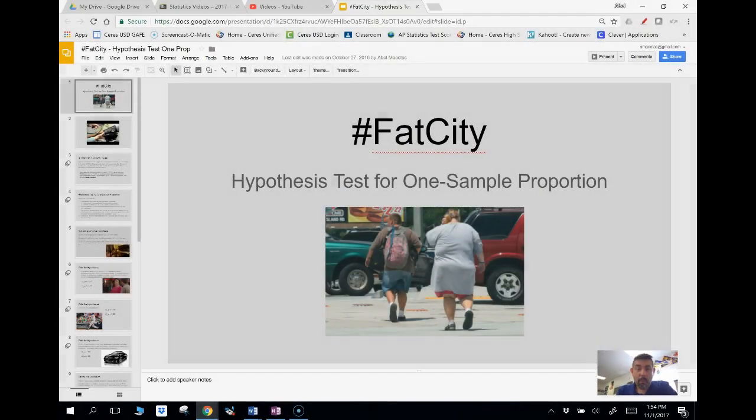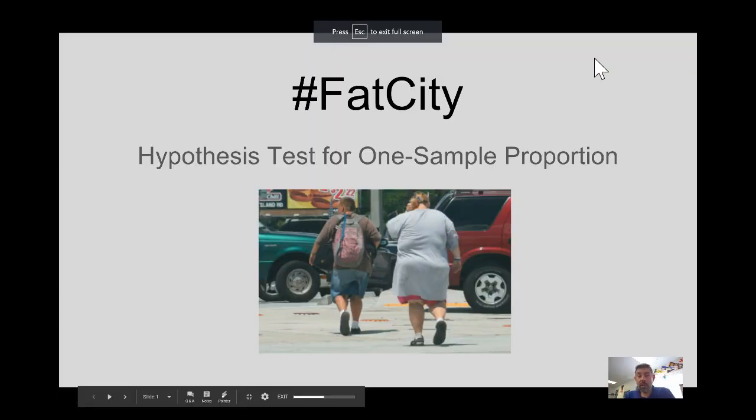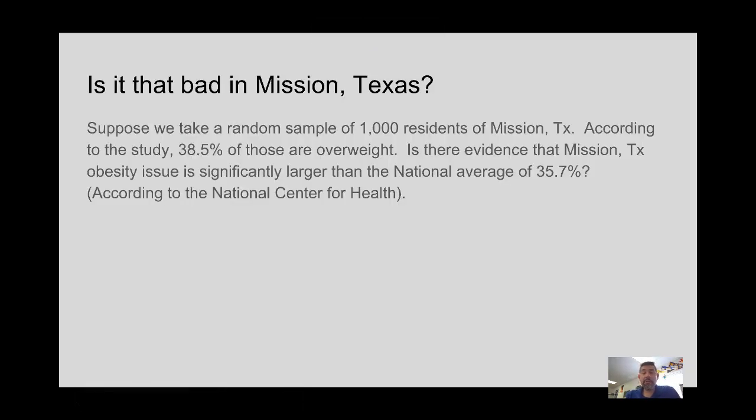Shrink myself down here. All right. So we're looking at a hypothesis test for one sample proportion. So let's suppose that in Mission, Texas, which happens to be, according to a video I watched, the place with the most overweight population in the United States. So let's suppose in the study the proportion of people that were overweight is 38.5%, and we want to know if there's evidence that the obesity issue is significantly larger than the national average of 35.7%.